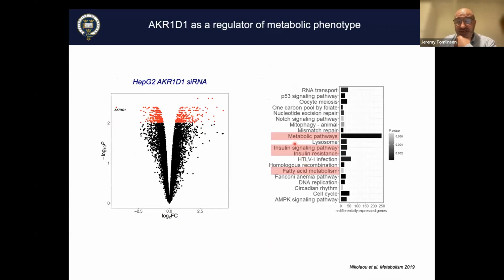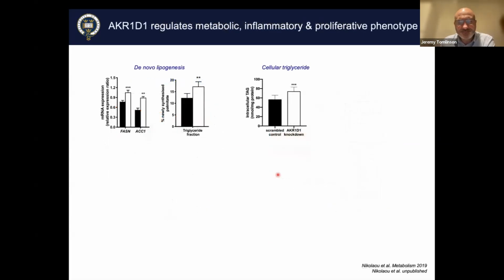But when he did pathway analysis, there were a few things that just lit up, which I think were interesting. In particular, metabolic pathways, insulin signaling, and fatty acid metabolism all really leapt out as being of interest to us, bearing in mind we were exploring this in the context of fatty liver disease. Some of this is published, some of this is unpublished data, but what Nick then did was really explore the cellular processes that might govern its role within fatty liver disease.